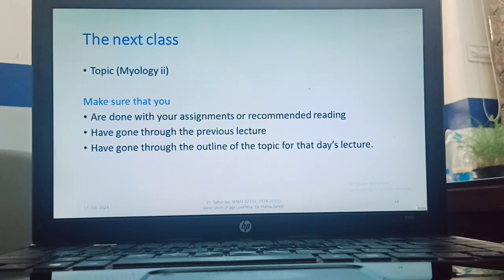And for the next class, the topic would be myology, inshallah, the remaining part of myology. Do make sure that you're done with your assignments or recommended reading by then, have gone through the previous lecture, and have gone through the outline of the topic for that day's lecture when I give it to you.